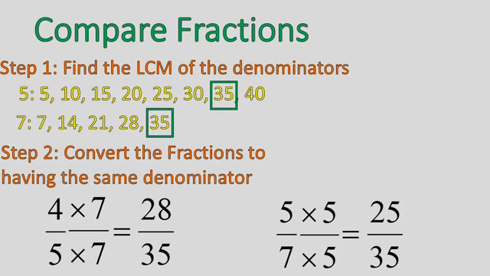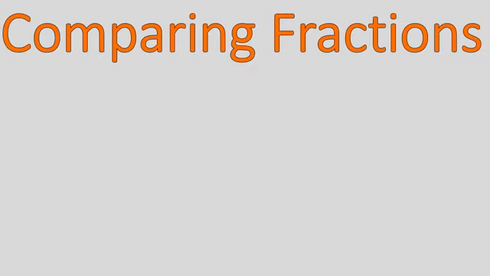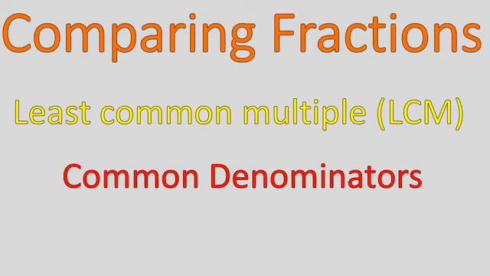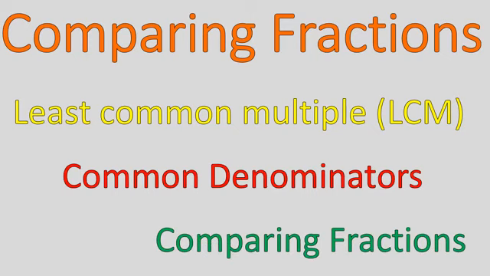It's also good to be able to find common denominators because you're going to need that skill when you're adding and subtracting fractions in the future. So just a quick recap on comparing fractions. You find the least common multiple, convert the fractions to having the same denominators, and then you can use that to compare fractions.